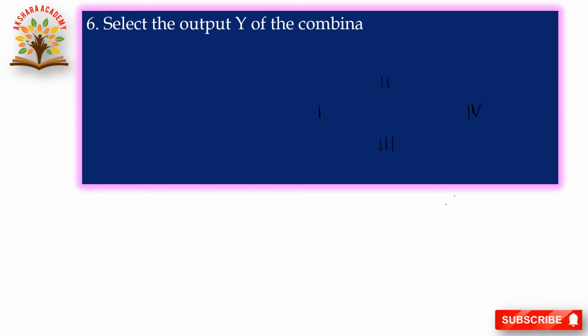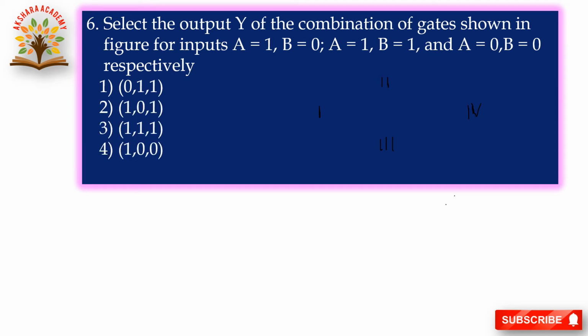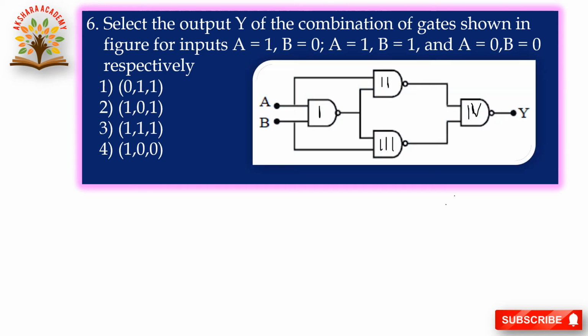Select the output Y of the combination of gates shown in the figure for the inputs A is equal to 1, B is equal to 0; A is equal to 1, B is equal to 1; and A is equal to 0, B is equal to 0. Now see this figure. Now I will go to the solution. Here, for example, this is Y dash, this is Y double dash, and this is Y. Now first we will discuss the first situation, case 1.